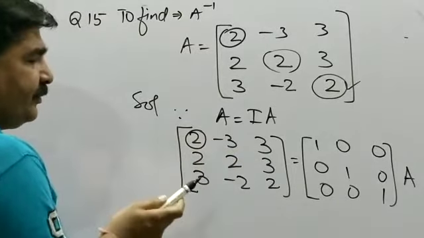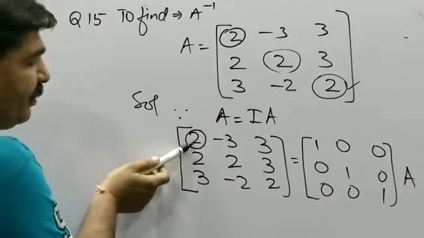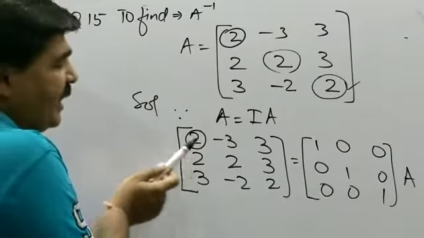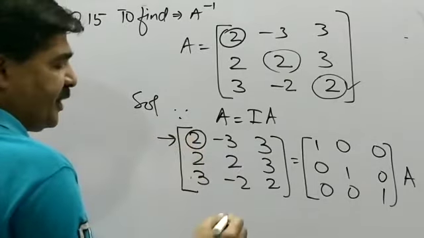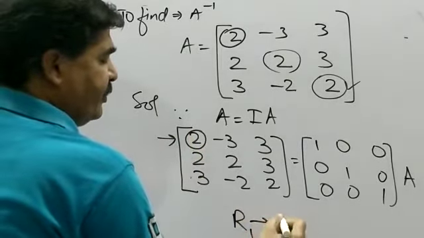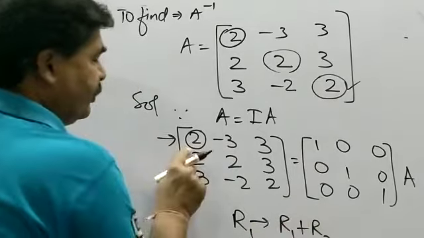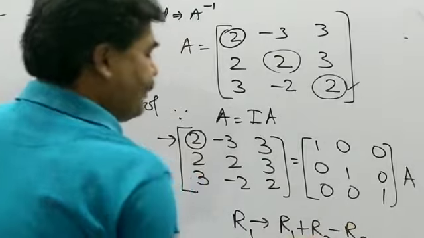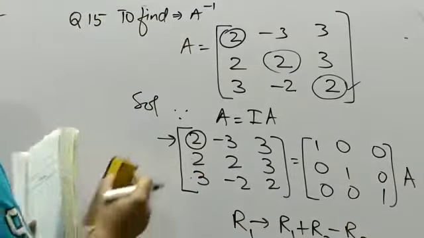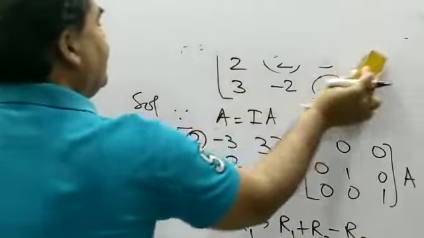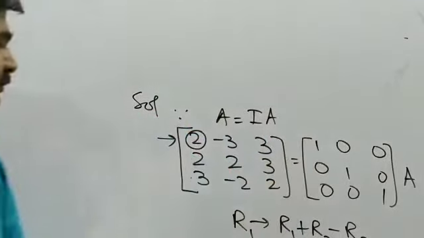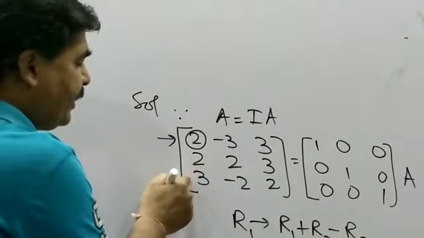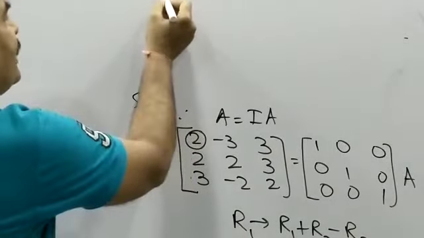Now for this you have many options. 2 plus 2, 4. 4 minus 3, 1. So I can use the row transformation R1 tends to R1 plus R2 minus R3. So I am using this elementary transformation. Then the result will be. Now, here is a change in R1, so R2 and R3 are as they are. You write it down first.